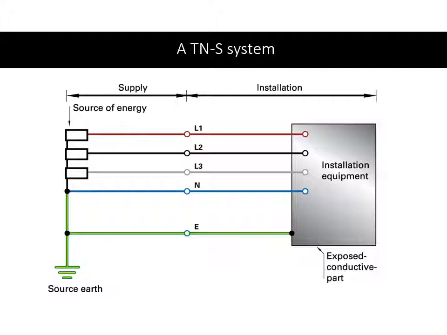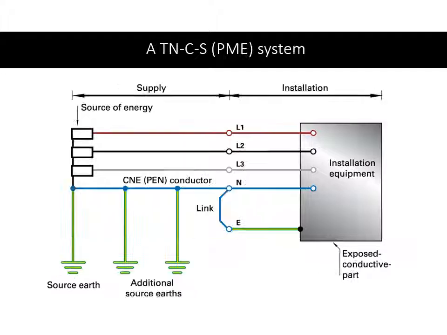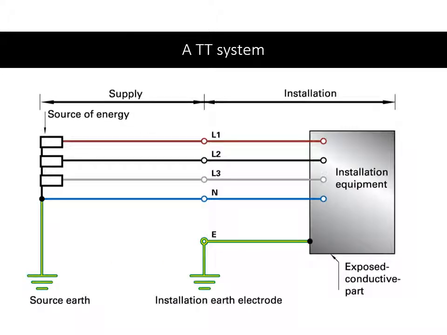Now here's a bit clearer diagram of how that's wired. Here's a TN-S system where neutral and earth are run separately, whereas with a TN-C-S system, earth and neutral are combined at the source and there may be additional source earths throughout the distribution, and it's separated back out to earth actually at the consumer end. Or alternatively, we've got the TT system where no earth is actually provided by the supplier, but the earth rod's installed by the installation electrician who's built the system, and the earth electrode picks up the earth potential local to the installation.